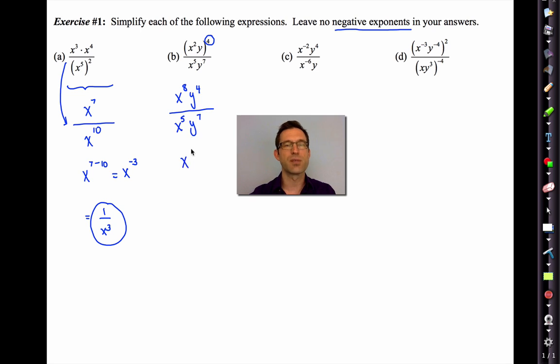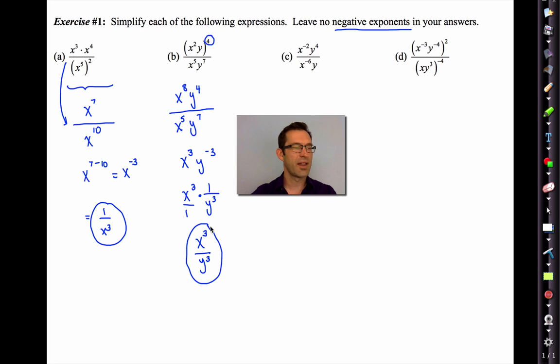Now we can certainly subtract exponents. 8 minus 5 will be x to the 3rd, and 4 minus 7 will be y to the negative 3. Now, what do I do with that? Well, let's just keep writing things that are equivalent. Y to the negative 3 is 1 over y cubed. But then I can just multiply these two fractions together and get x cubed divided by y cubed. I like the way that answer looks. X cubed divided by y cubed.